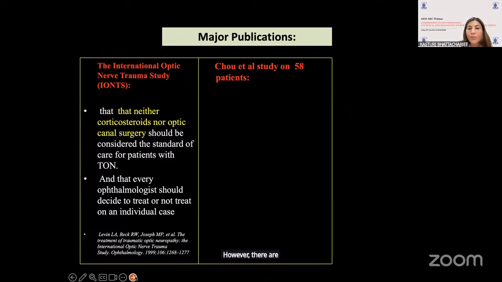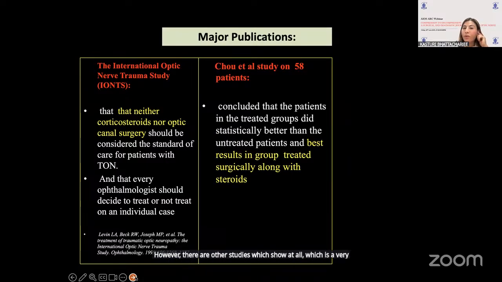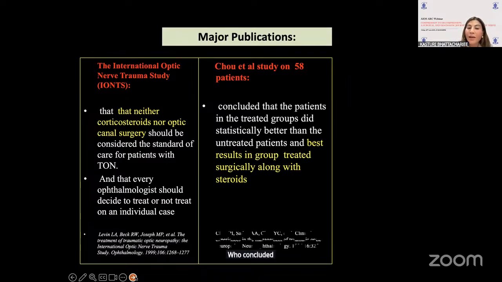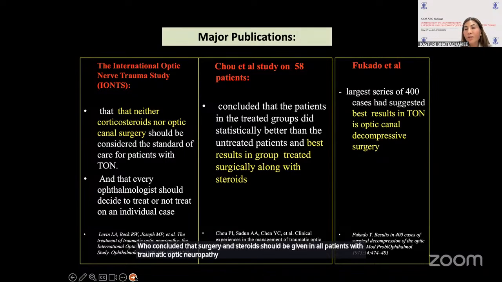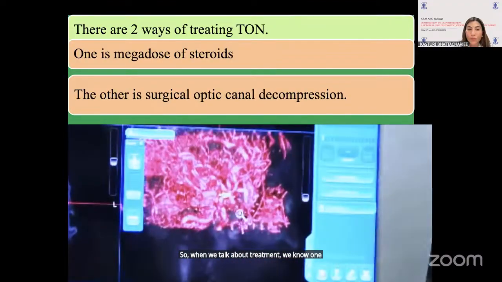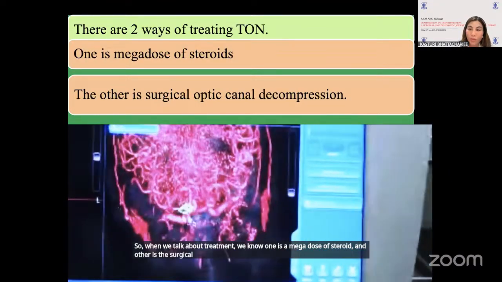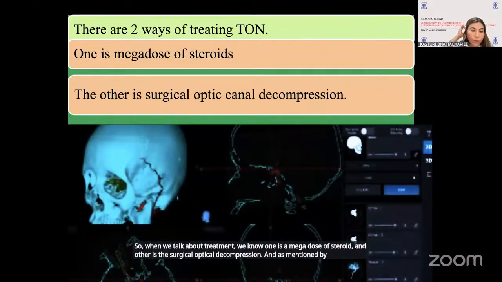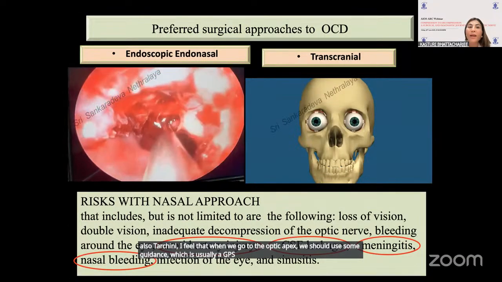However, there are other studies, such as the very nice study by Chow et al. on 58 patients, which concluded that surgery and steroids should be given in all patients with traumatic optic neuropathy. And the largest study, of 400 cases by Fukado, showed that the best results, especially in cases of indirect TON, come with optic canal decompression. So when we talk about the treatment, one is a megadose of steroid and the other is surgical optic canal decompression. As mentioned by Dr. Ruju and also Tarjani, I feel that when we go to the optic apex, we should use some guidance, which is usually a GPS system. This can be done both.